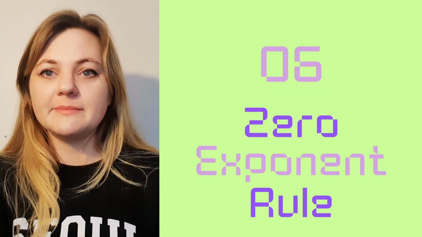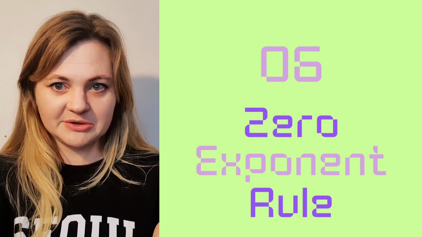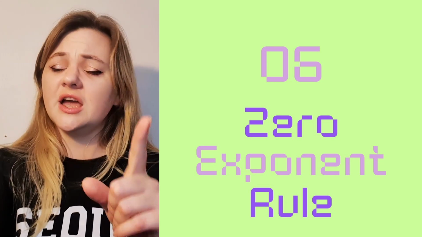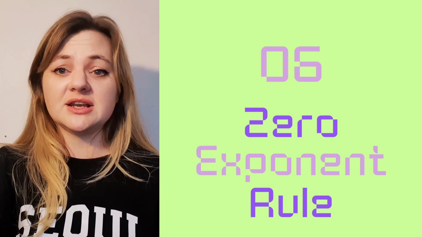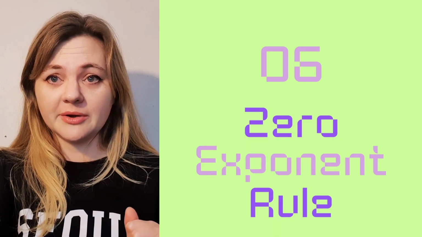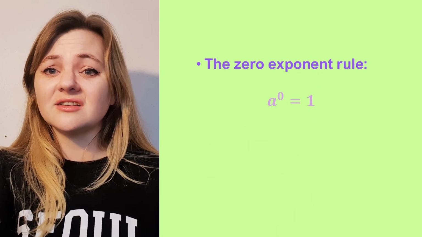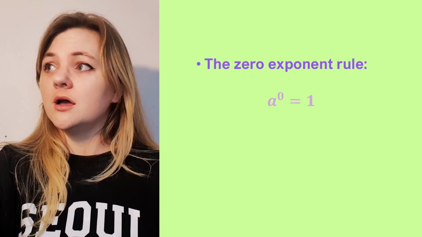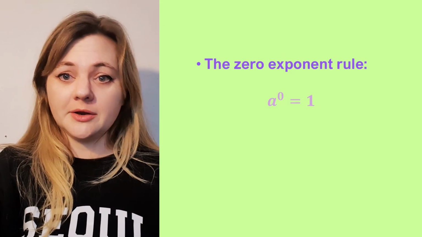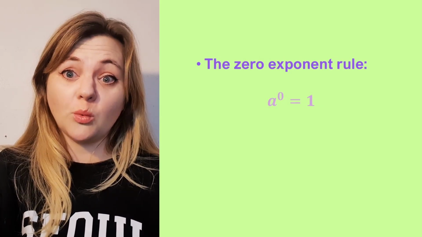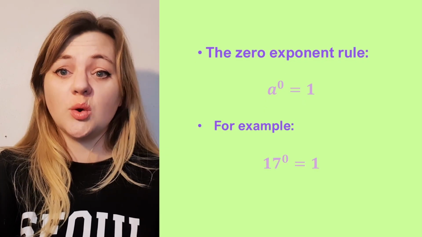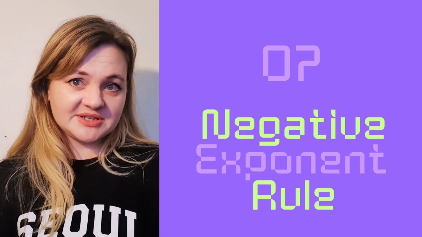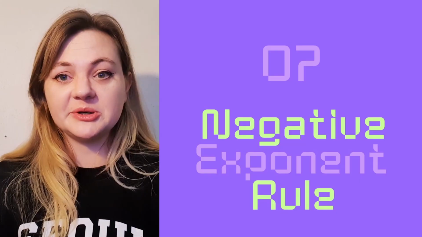All right, number 6, the zero exponent rule. This one's super easy. If you see this, you're going to immediately know what to do once you know the rule. It just means that everything to the power 0 is equal to 1. A to the power 0, 1. 100 to the power 0, 1. Anything to the power 0, 1. 17 to the power 0, 1. Easy peasy.